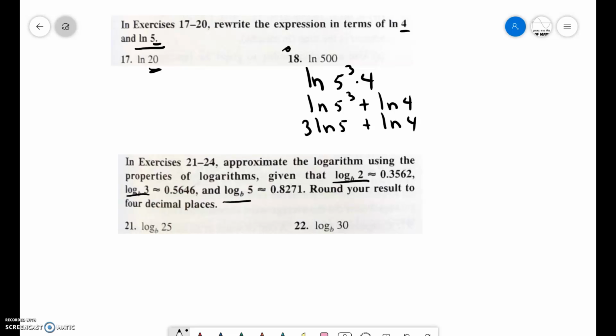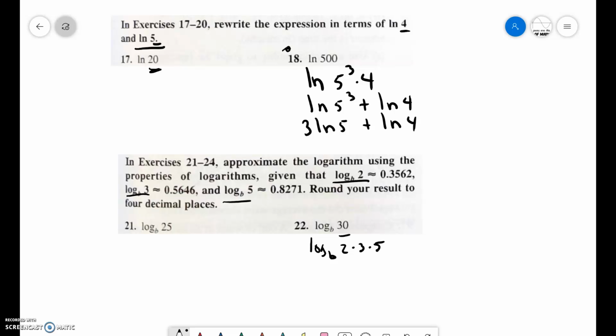Now, you don't have to have all of them. Like if you look at 25, you're not going to have a 2 or a 3. It's only going to be in terms of 5. I'll give you a hint. That's 5 squared. Okay? Now, the one that I'm going to do is 30. I'm going to write it as log base b of 2 times 3 times 5. All right, that's how I get 30.